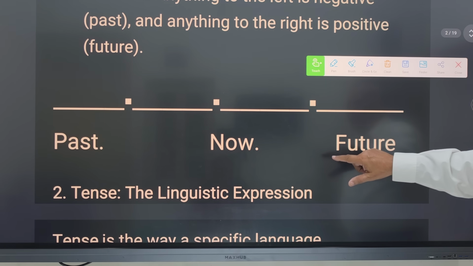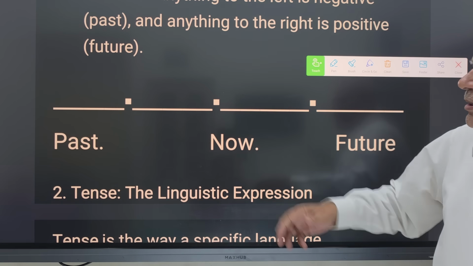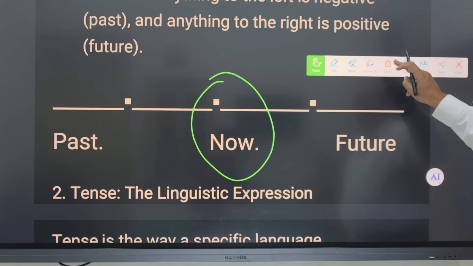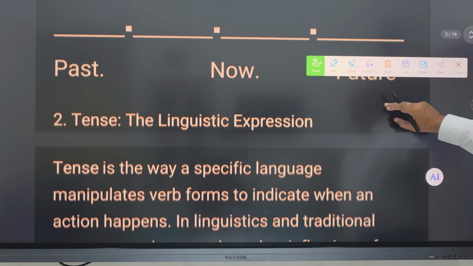So here is the number line. We are here, that is now, we are talking about this. Then leftward is past, which has gone past, and the coming event we are talking about, that is future. So tense, what is the linguistic expression? Tense is the way a specific language manipulates verb form. You have to remember that tense is related to the verb form to indicate when an action happens. I mean when the action happens, whether in past, in present, or in future.